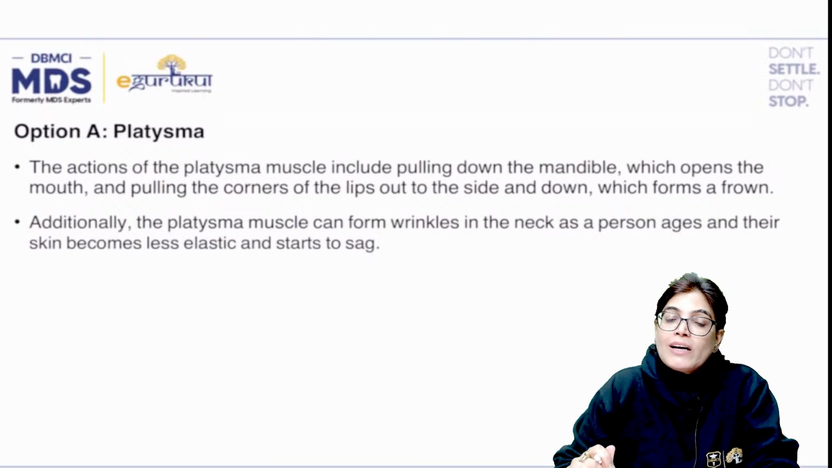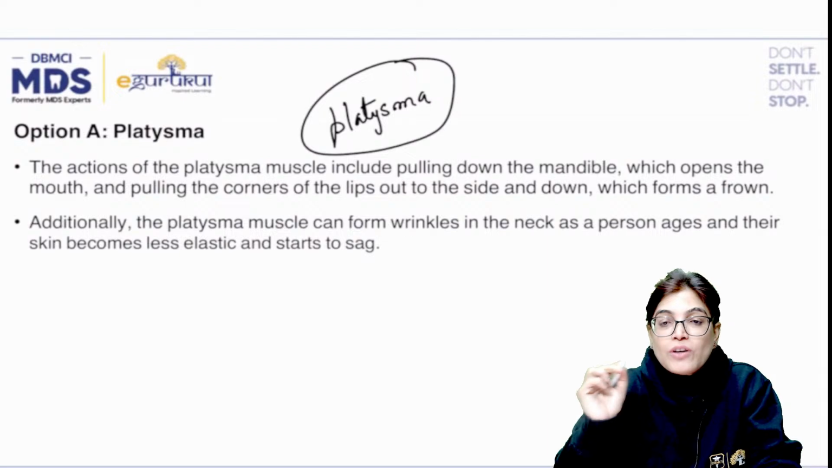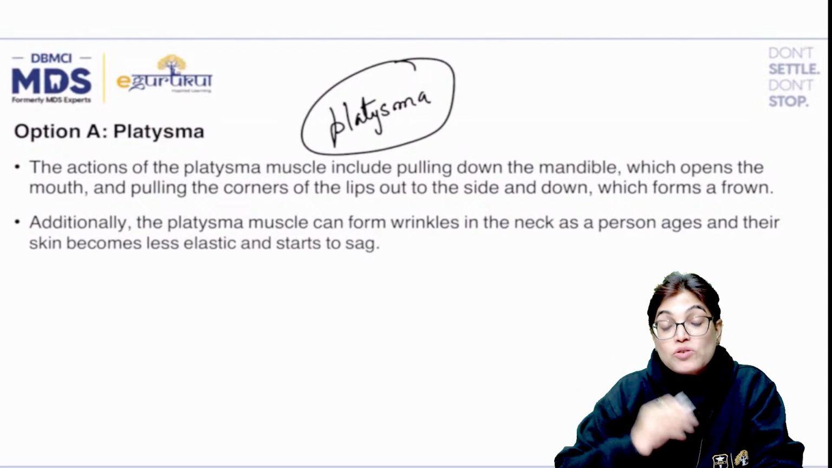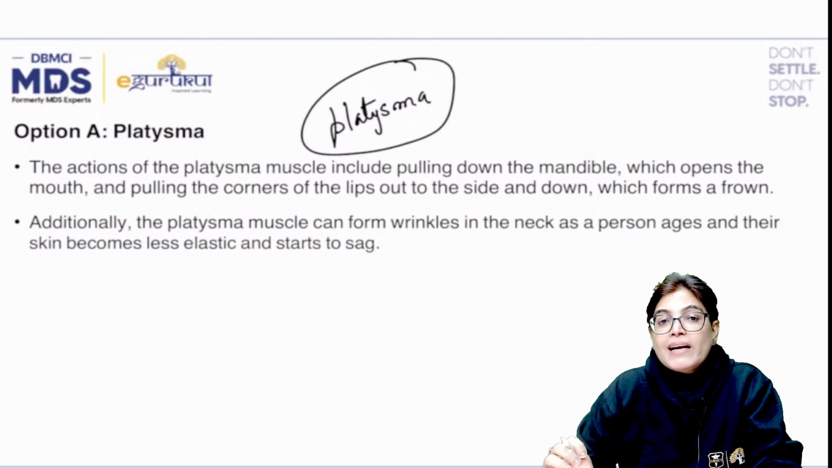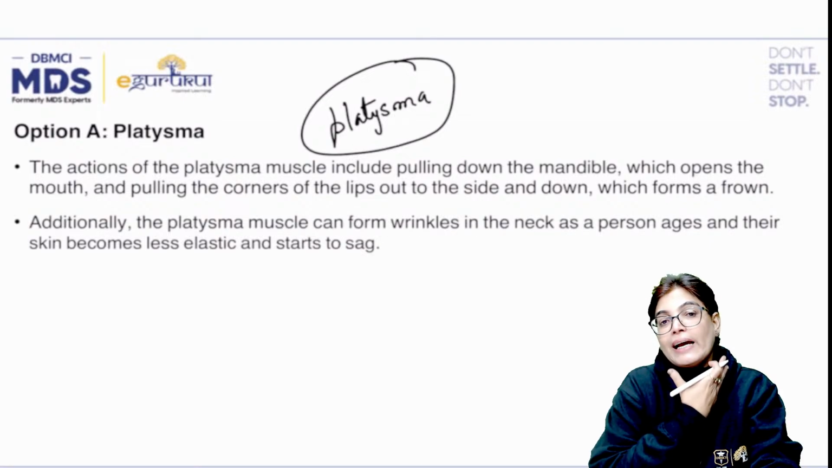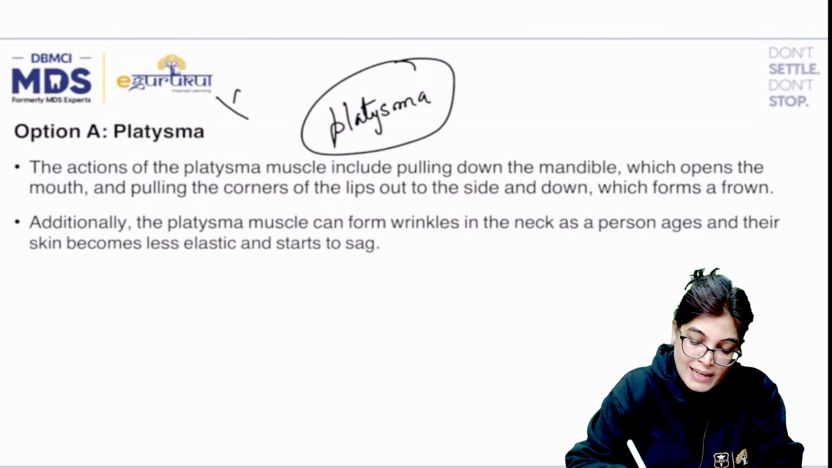Now, if I am talking about the platysma muscle, the platysma is a muscle which is located in the fat content of the superficial fascia. So it's an example of a panniculus carnosus muscle. Platysma is a very small muscle in the neck region, and it forms wrinkles in the neck. So it is not the right answer.